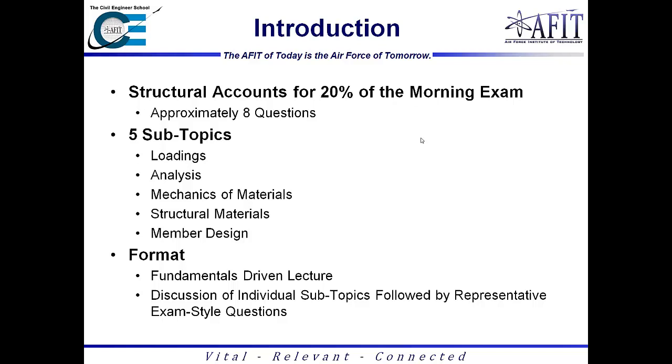And so when you take the morning exam and the PE, you're going to find out that a lot of it's just testing your fundamentals. And so that's what we want you to get to understand. Do you understand what you're doing, what you're calculating, and what it means? Enough to be able to just look at something and know whether it's right or wrong.